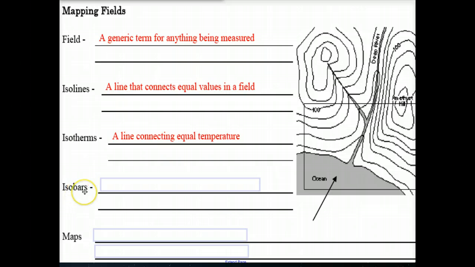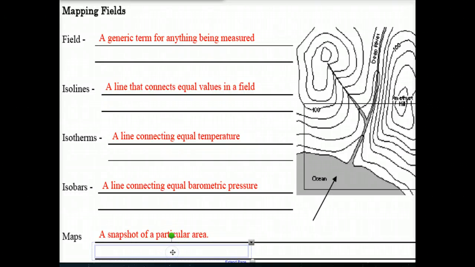Isobar, now think about that for a second. You may remember it from 8th grade, but it's places that have equal pressure, barometric pressure, and that's where that comes from. And we'll talk about where that term bar comes from when we get into weather. And when we look at a map, it's just a snapshot of a particular area. And it may not be elevation, it could be looking at weather variables like the cloud cover or heat indexes, any of those sorts of things.